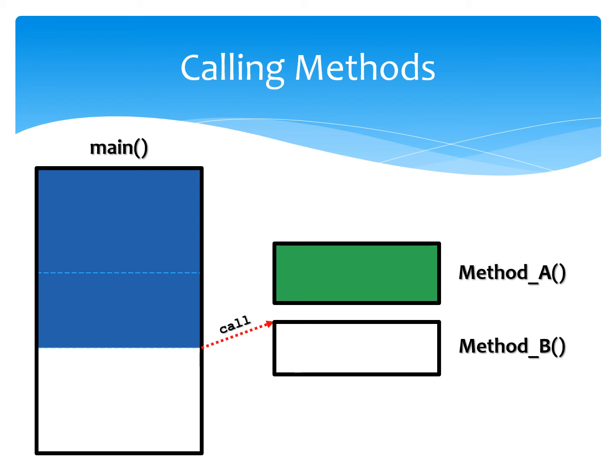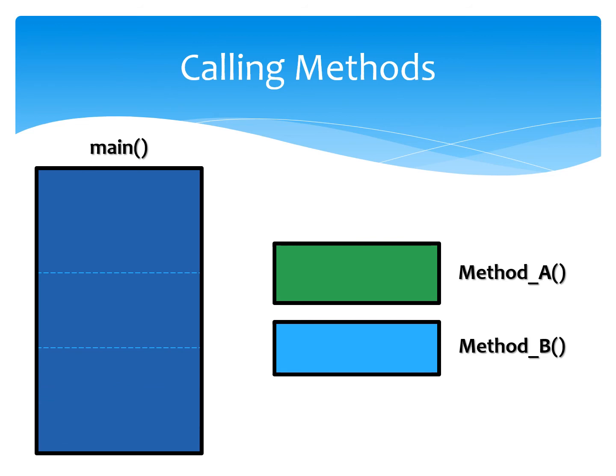Similarly, when the main method reaches the second call, it will transfer the procedure to method B, and method B will run the predefined procedure in method B. When it's finished, it returns to the caller. That's the second dotted line in the main. Then it continues to run to the end of the method.